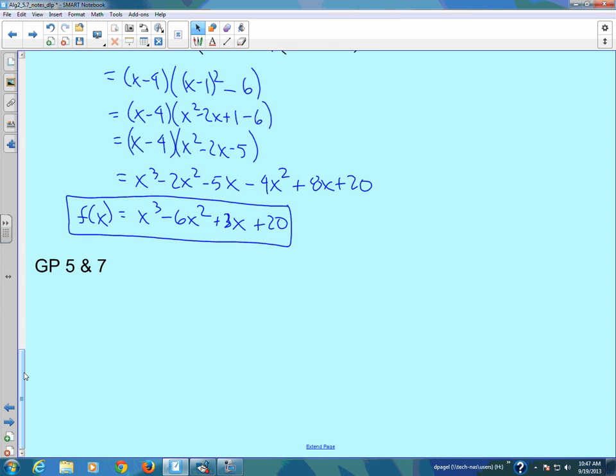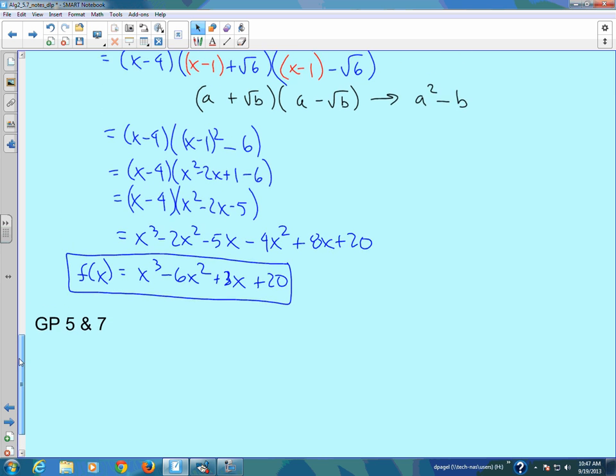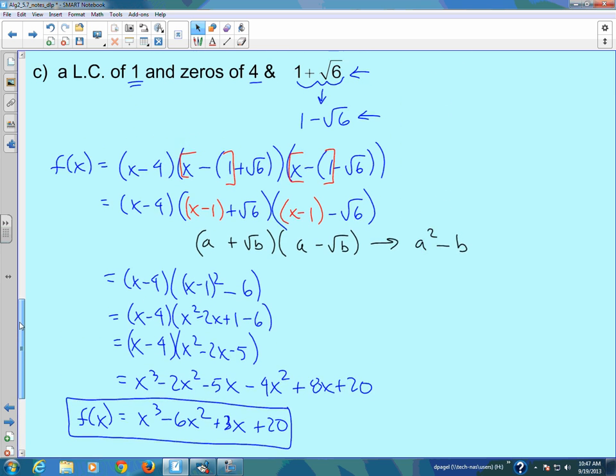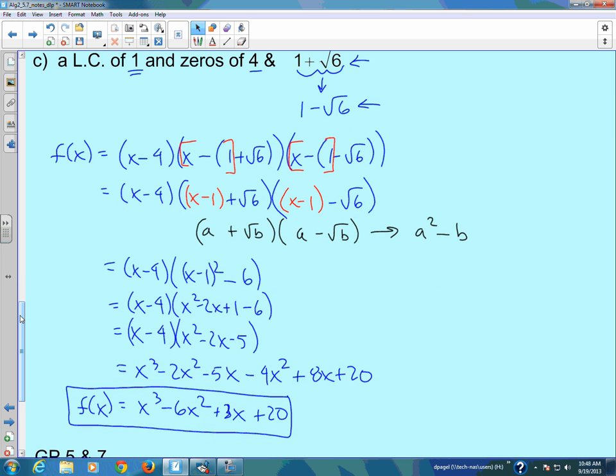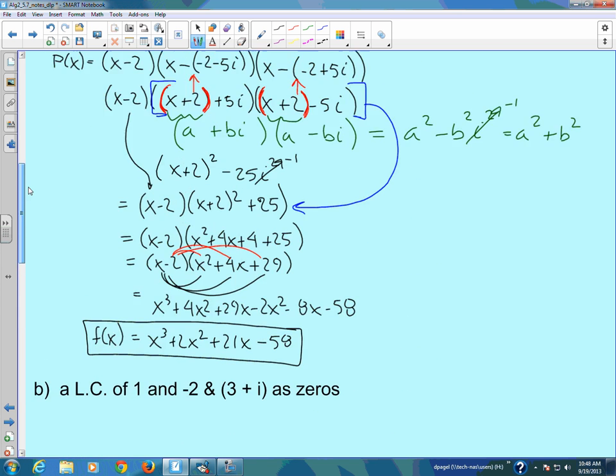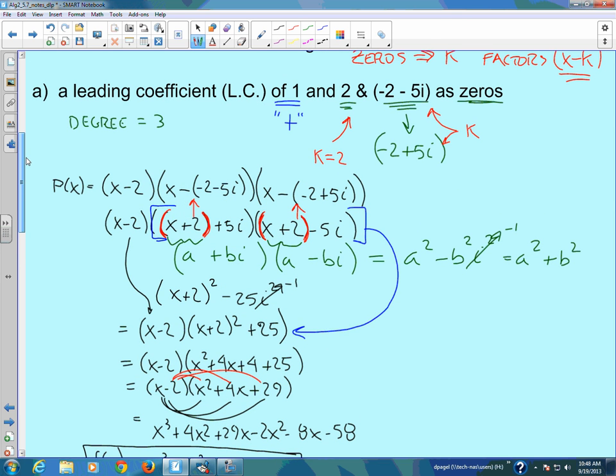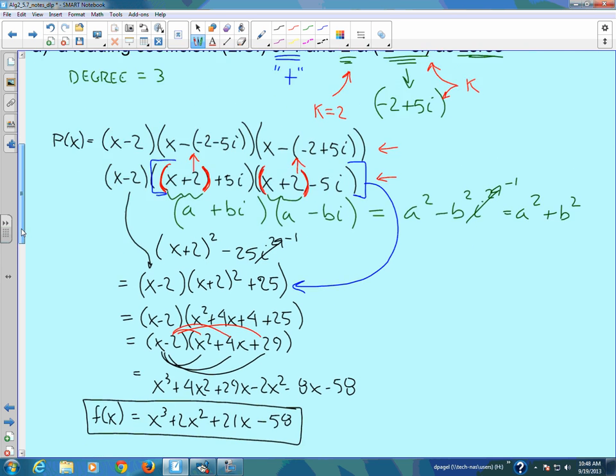So just remember on these writing our polynomials given zeros problems, if our zeros are complex conjugates or irrational conjugates, we have to be careful how we pair them up. And that happens here in these two steps. Again, it happened up here in the same location with this problem. So we wrote our factors and then we paired them up differently. So those you have to definitely be careful of.